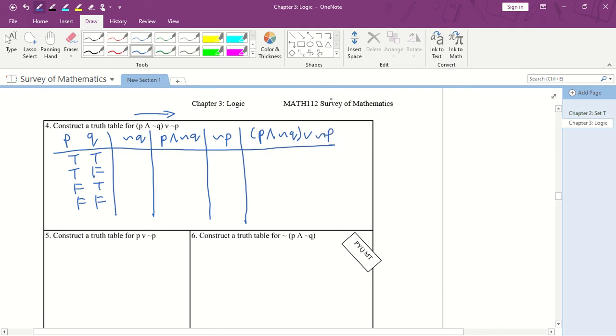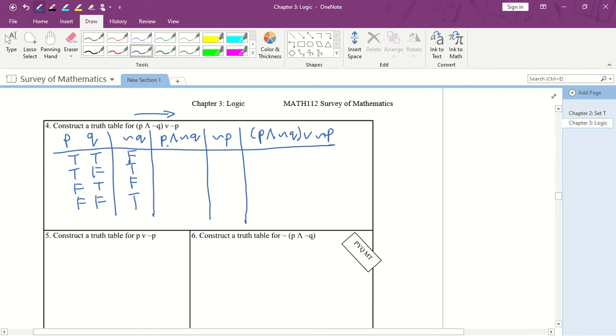Okay, you can get the idea. From left to right, we can do it. Okay, so now we need to start with negation Q. So Q is T F, T F. So negation Q will be F T, F T. Why? Because true becomes false, false becomes true.